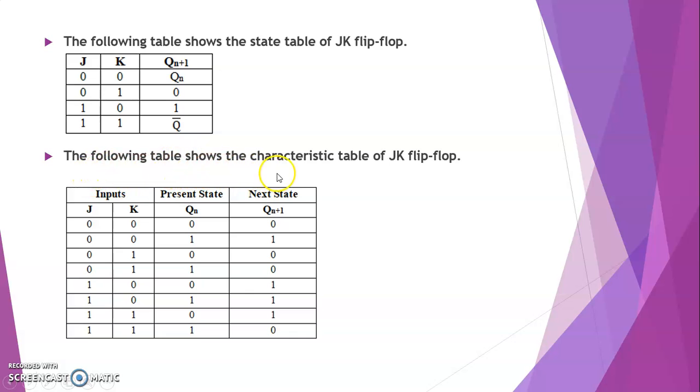Now the table shows the characteristics of the JK flip-flop. You can write four times 0, four times 1 for J, then 0, 0, 1, 1. Then the present state Qn: 0, 0, 1, 1, 0. Then again 0, 1, 0, 1, 0, 1. Then what is Qn plus 1? This is 0, then 1, then 0, 0, 1, 1, 1, 0. I will show you the calculation in the next online session.